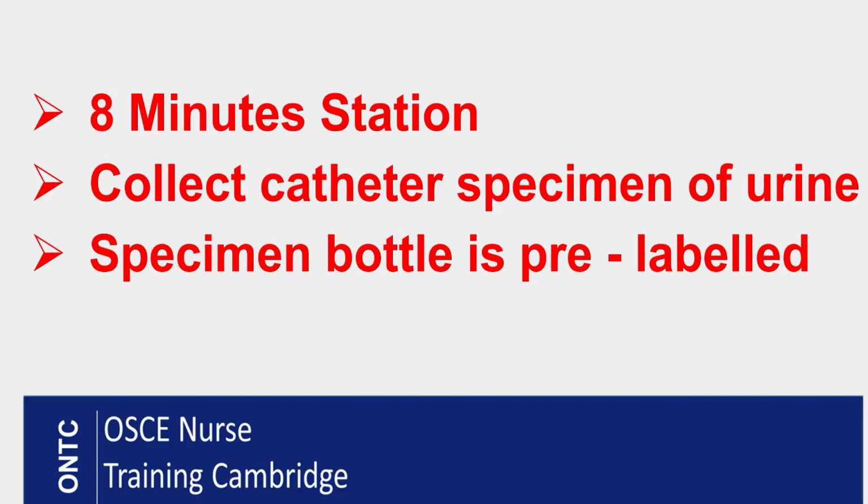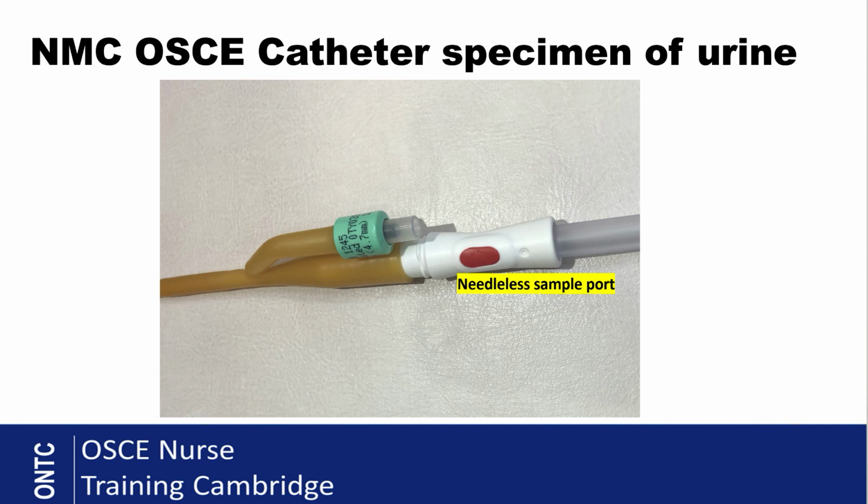So let's get into what we need to do for this station. The pot you've been given to collect your sample is always pre-labeled. They have already labeled it with patient details for you. If they give you any paperwork, you can check against it to make sure it belongs to the same patient.